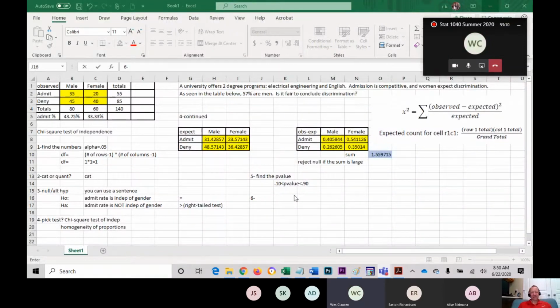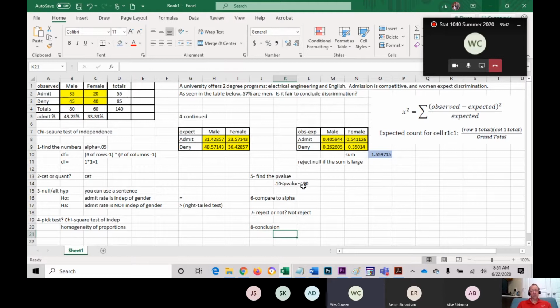We're going to go ahead and compare the p-value to the alpha. In this case, what are you going to do? We're going to reject or not. And we're not going to reject this time. Okay. So we're not rejecting the null hypothesis, which means what is our conclusion? That there definitely seems to be some gender discrimination.